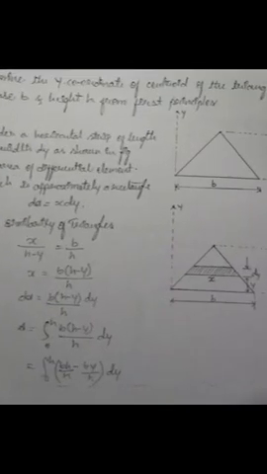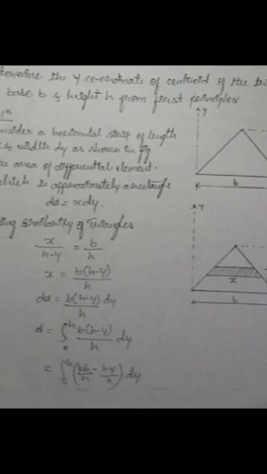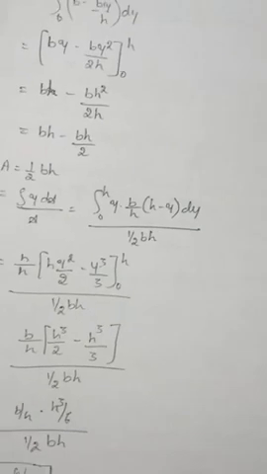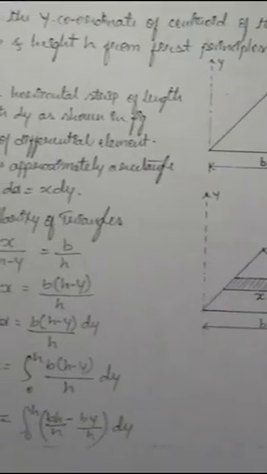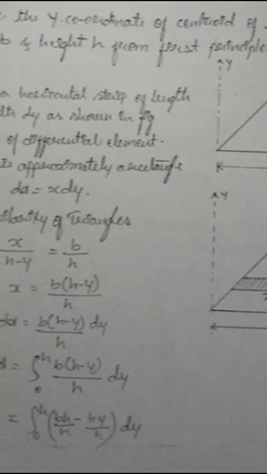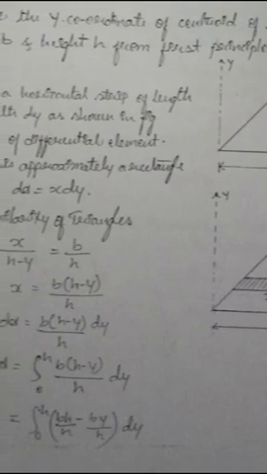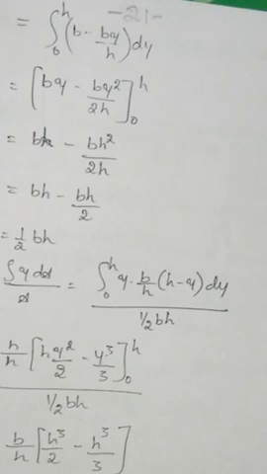Here, bh, this is the equation we have determined. Coming to this topmost equation, you can see bh divided by h minus by divided by h, the h cancels, so finally it remains b minus by divided by h. So here you got b minus by divided by h.